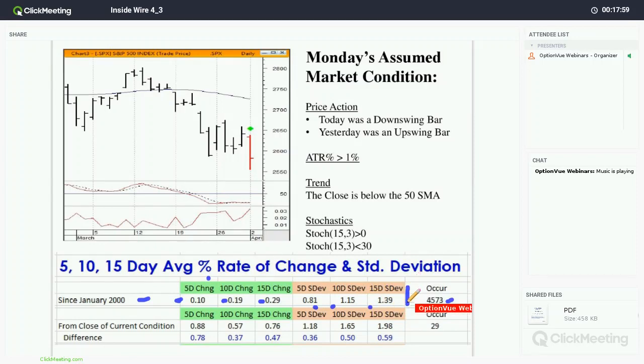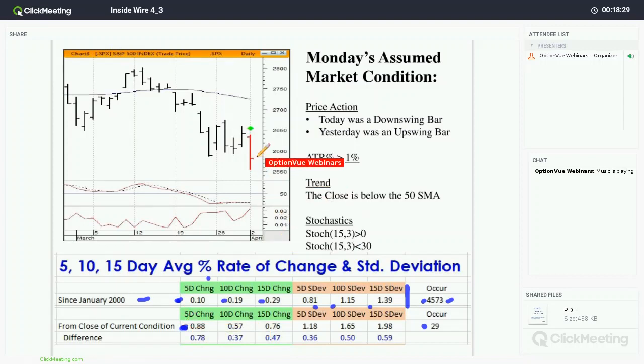Okay, so this is the benchmark. This is on average for the market going over 4,573 occurrences. Now, when we look at the 29 occurrences of our current market condition, and we look at the average 5-day change, look at this. It's 0.88 of a percent, substantially more than the benchmark of 0.1. So this is quite bullish.